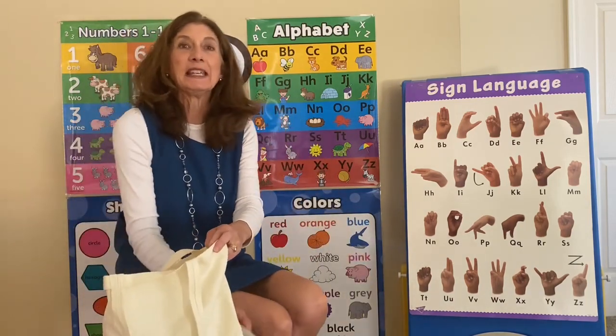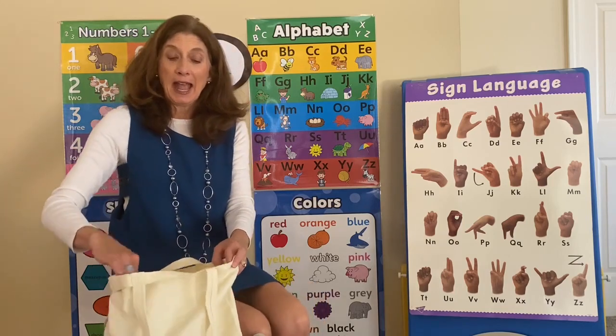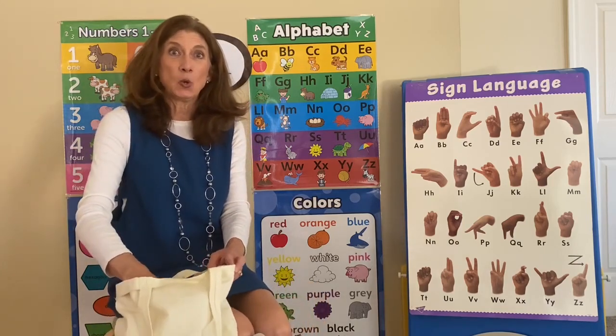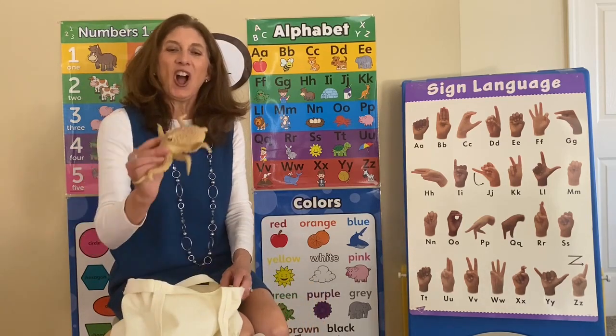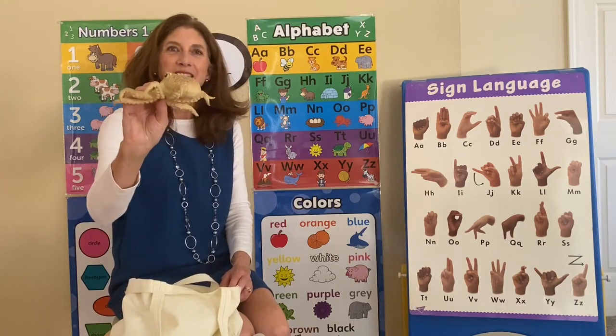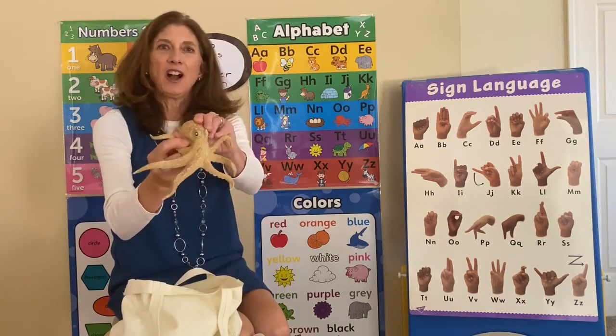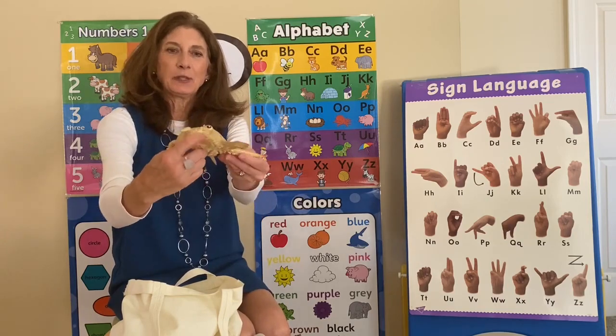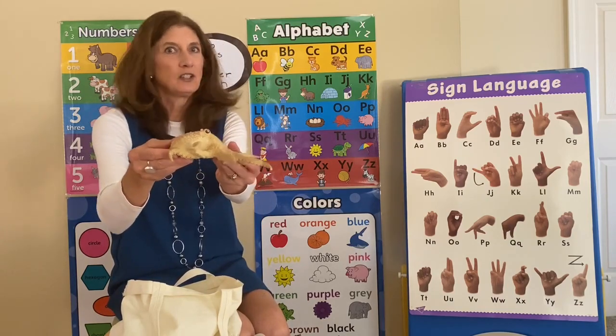This one is an animal, and it has 8 arms and lives in the ocean. An octopus. This is a play octopus, and that's what they look like. They don't have any bones.